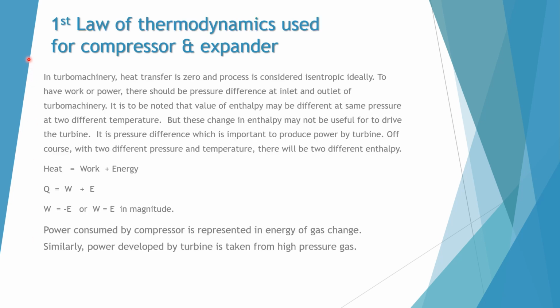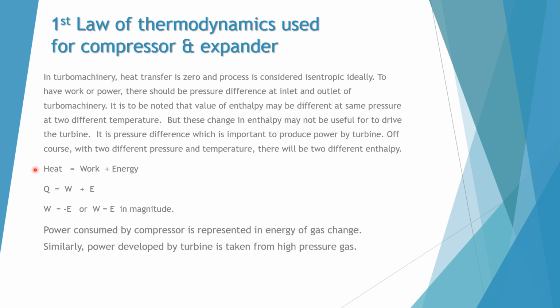First law of thermodynamics used for compressor and expander. In turbomachinery, heat transfer is zero and the process is considered isentropic ideally. To have work or power, there should be a pressure difference at inlet and outlet of the turbomachinery. It is to be noted that the value of enthalpy may be different at the same pressure at two different temperatures, but this change in enthalpy may not be useful to drive the turbine. It is the pressure difference which is important to produce power by the turbine. Of course, with two different pressures and temperatures, there will be two different enthalpies.